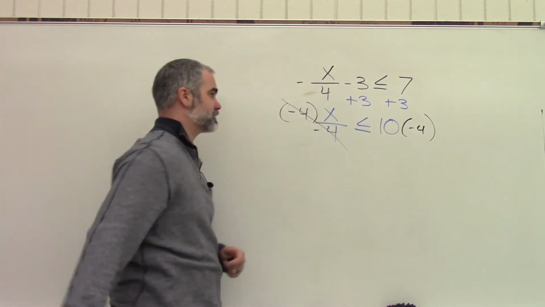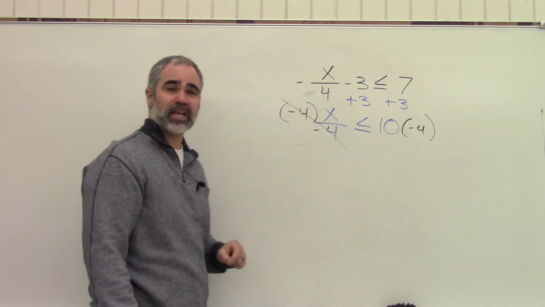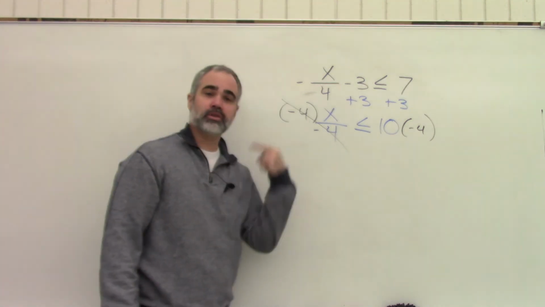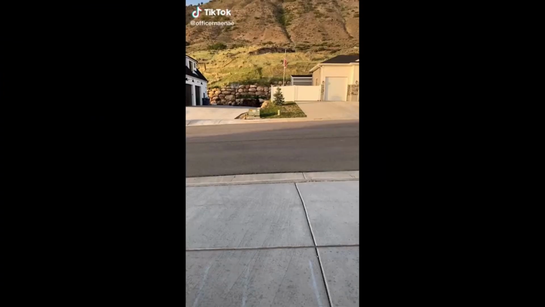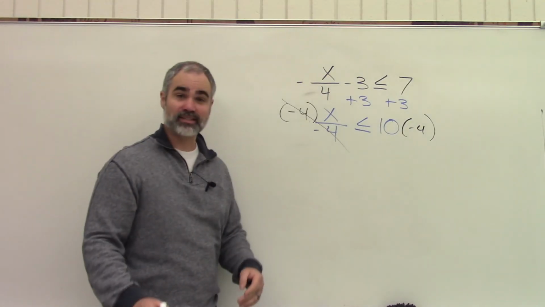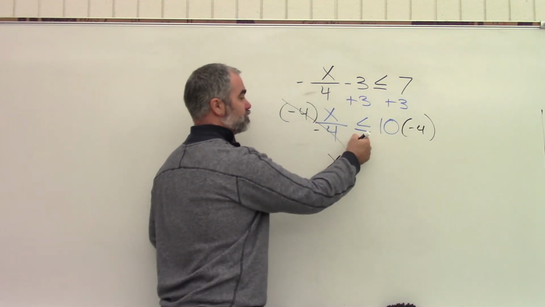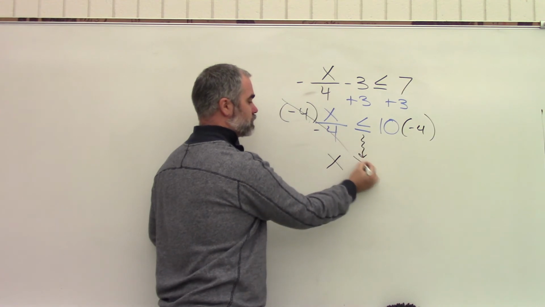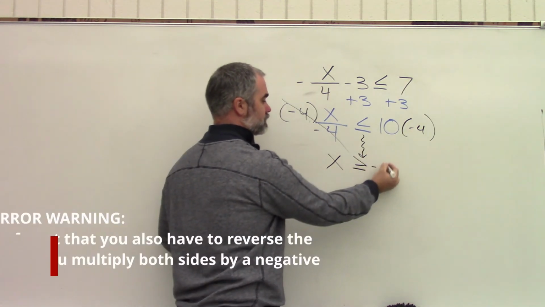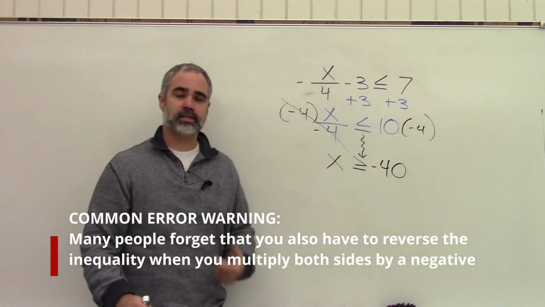And that's going to cancel out that -4 there. But I just multiplied both sides by a negative. So my alarm's going off in my head. Gosh, that is loud. And I've got x. Because my alarm went off, I need to reverse the direction of my inequality. And x is now greater than or equal to -40.